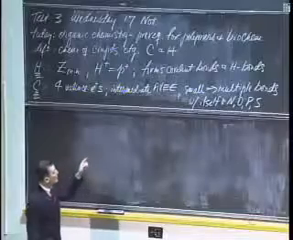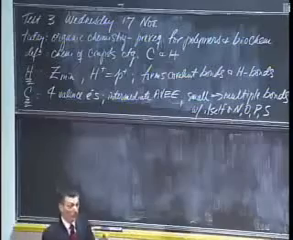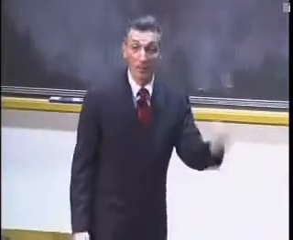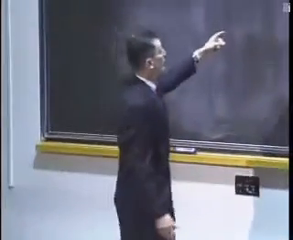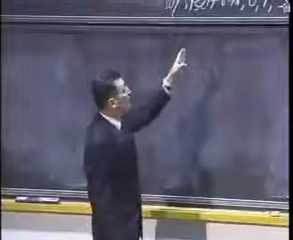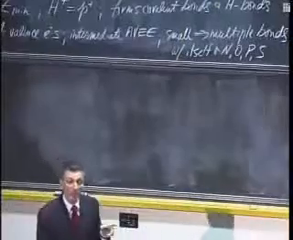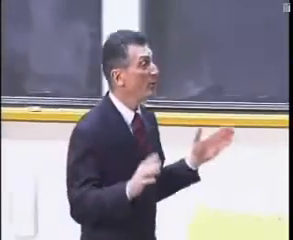And because it's small, it can form multiple bonds. We've already seen evidence where it forms sigma and pi bonds. So it can form double bonds and triple bonds, not only with itself, but with other elements, notably nitrogen, oxygen, phosphorus, and sulfur.